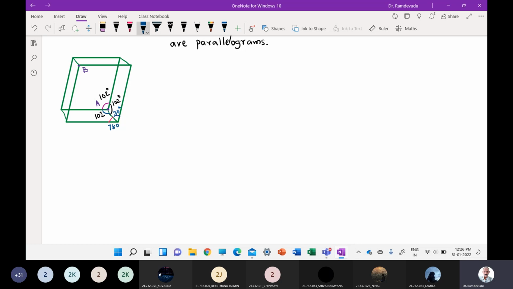But what is the name given to an angle more than 90 degrees? So we call this angle, which is more than 90 degrees, an obtuse angle. Yes, you know obtuse angle? And the other angles, we call them acute angles. So there are two points A and B at which the planes will join at obtuse angles.